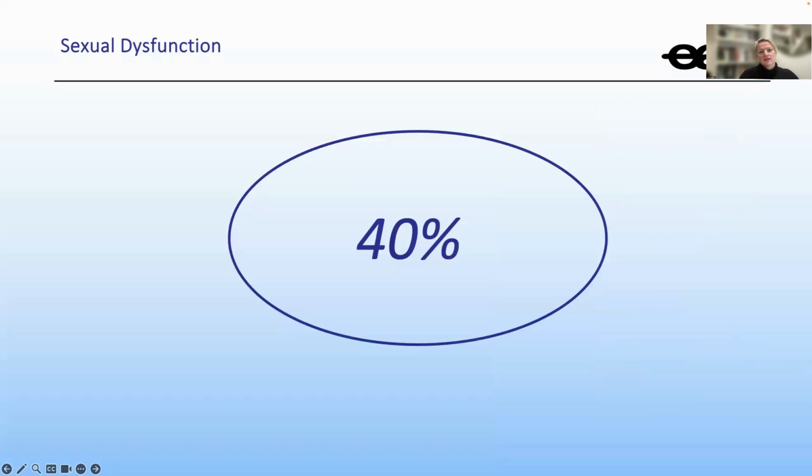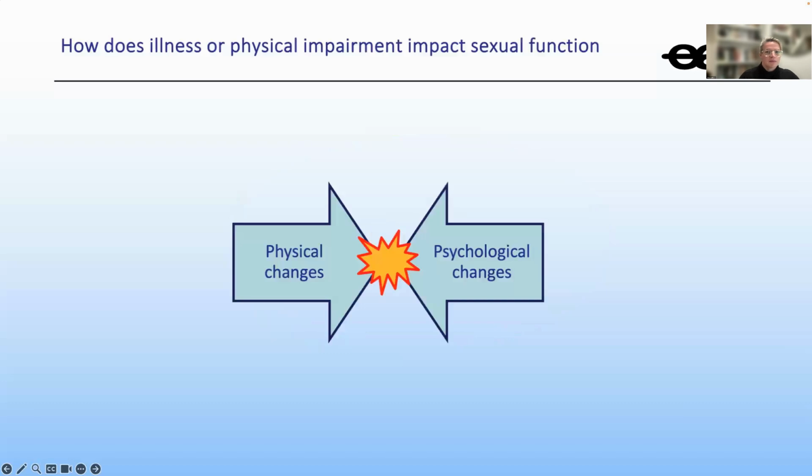So the first thing to say is that female sexual dysfunction is a prevalent issue in the general population, and it's estimated to affect around 40% of the general adult female population at any one time. So what happens to female sexual function during illness?